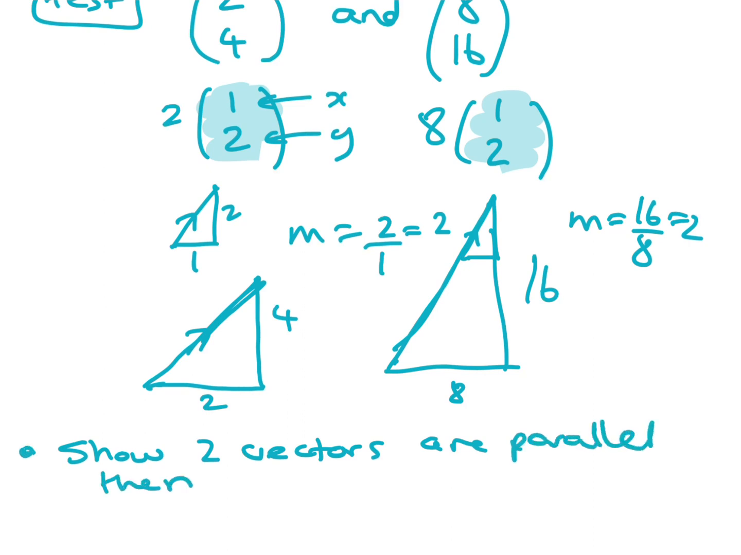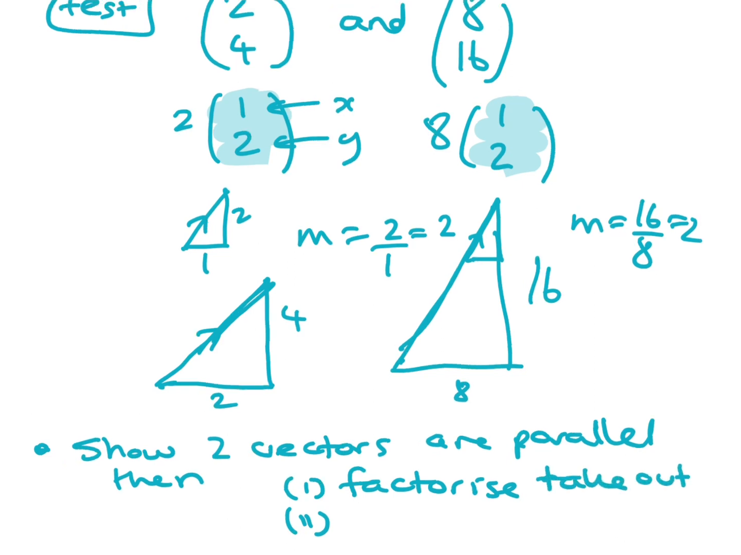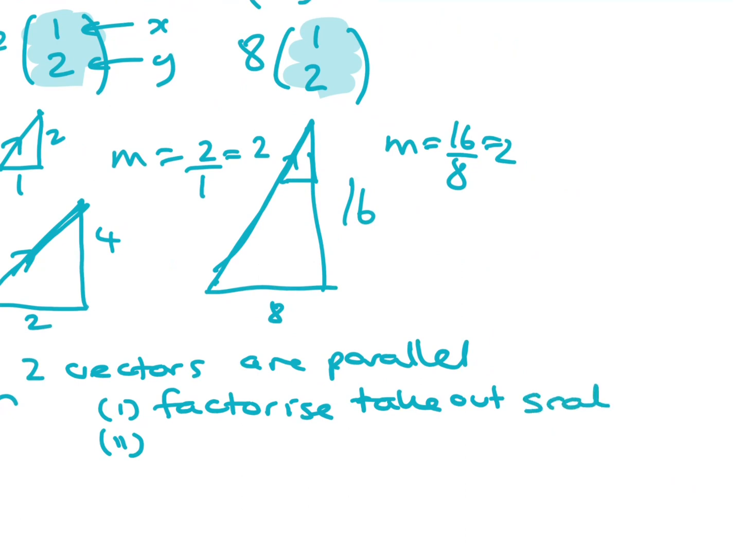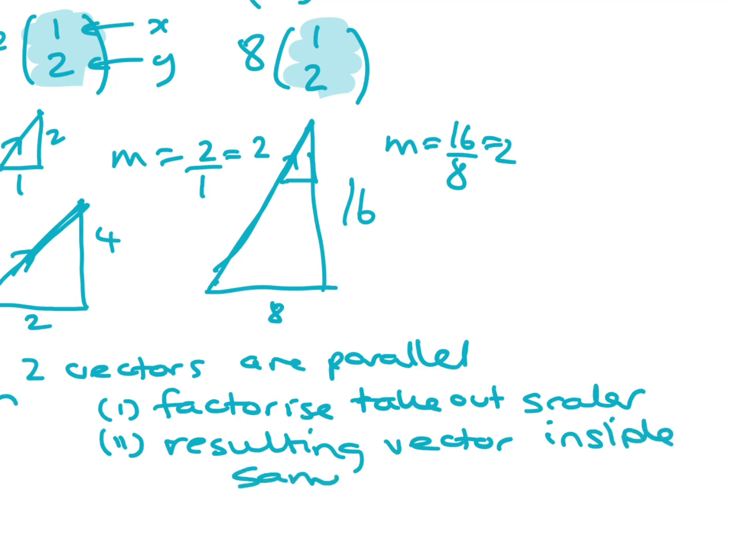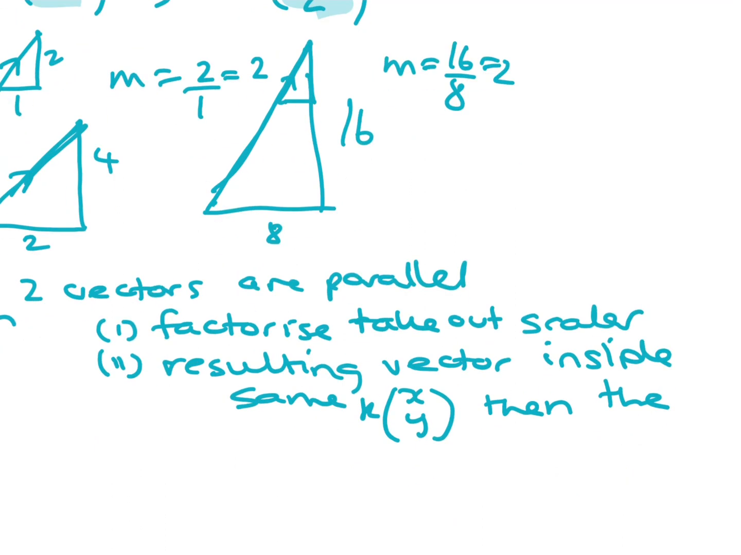So in order to show that two vectors are parallel, all you need to do first of all is factorise them and take out the scalar. And if the resulting vector inside the brackets is the same, so it has the same x and the same y, so if it was k times (x, y), then the two vectors will be parallel.